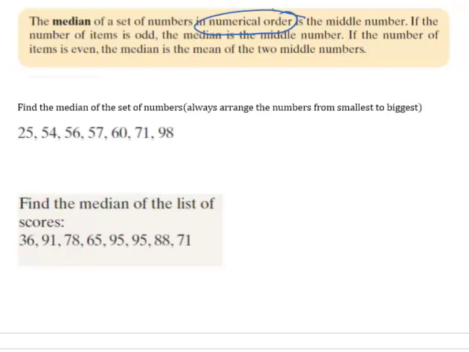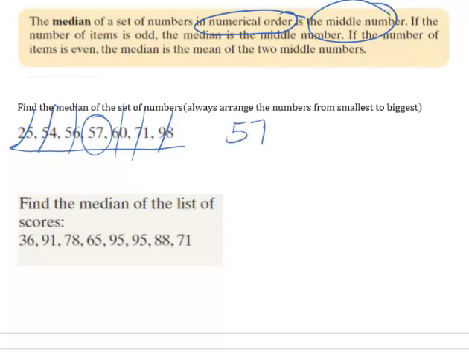It says find the median of the set of numbers. Always arrange the numbers from smallest to biggest. So the first thing I want you to notice, my numbers here are in order from smallest to biggest. What we're looking for is the middle number. So I'm going to take out the first one and the last one, and the second one and the second to the last, and the third from the front and the third from the last, and there's my median. So 57 is my median number.